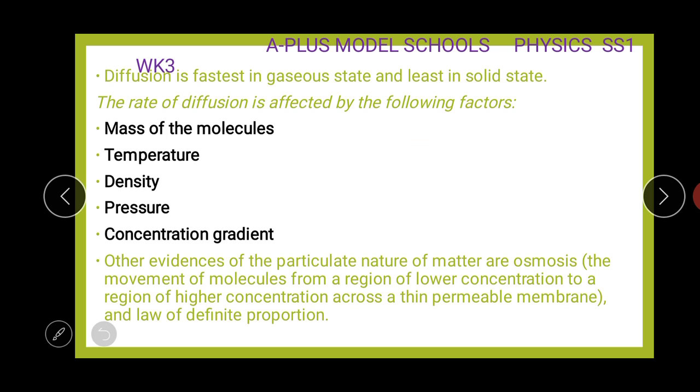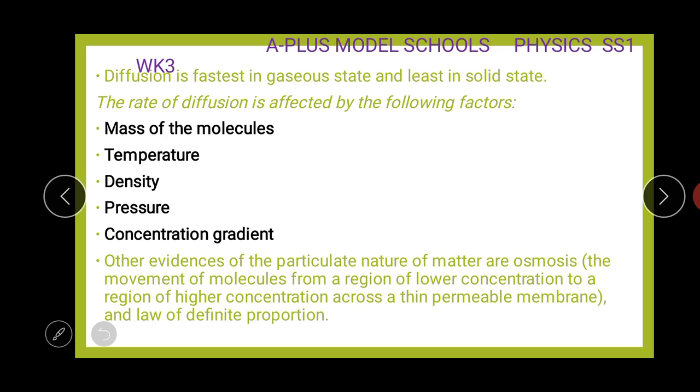Diffusion is fastest in gases and is the least in solids. I want you to note that gas diffuses more. Gas molecules can move about more than solid molecules. So diffusion is fastest in gases and is very slow in solid states.